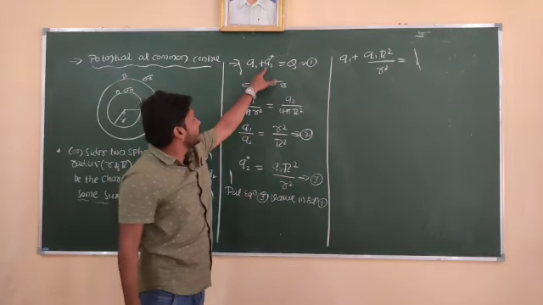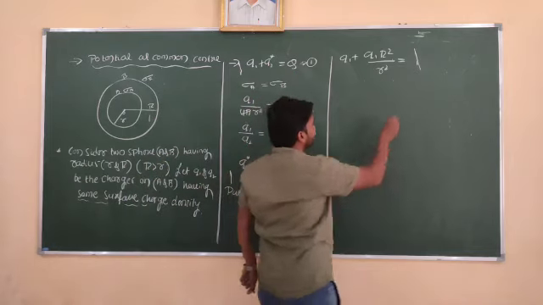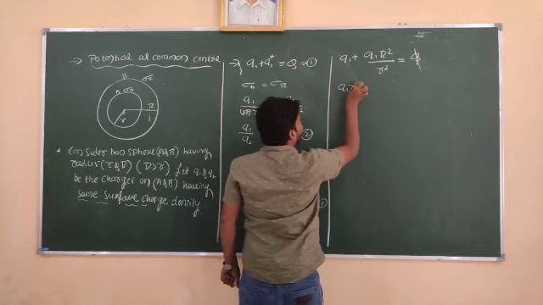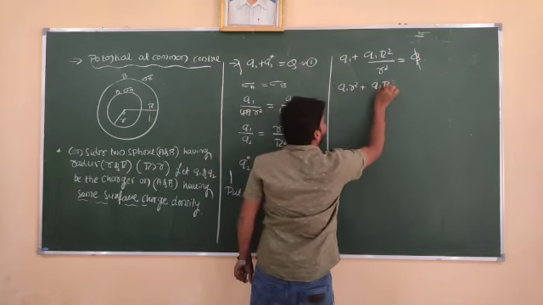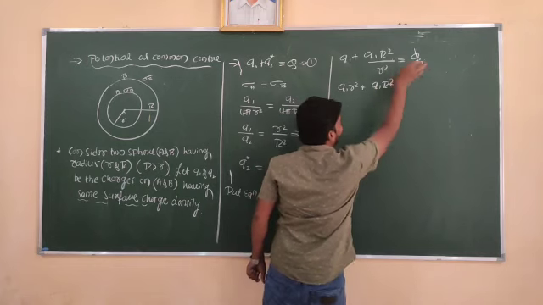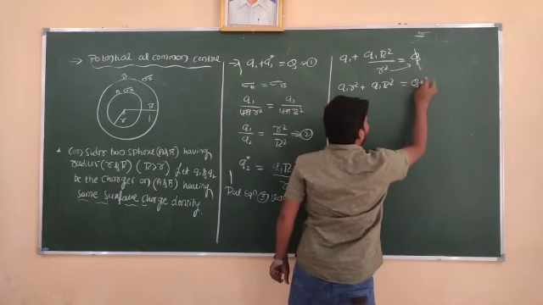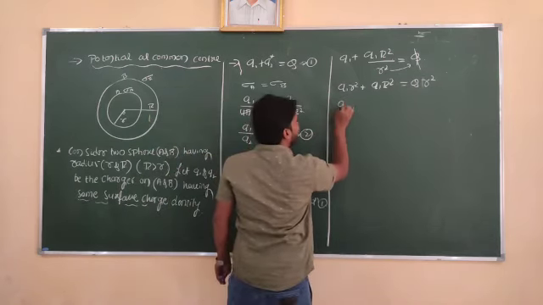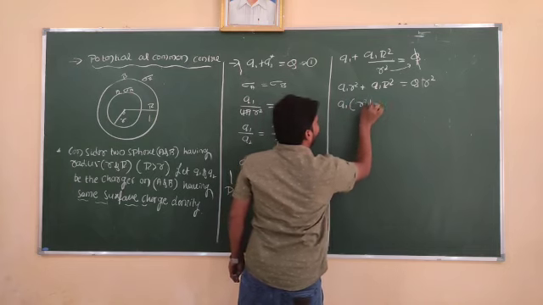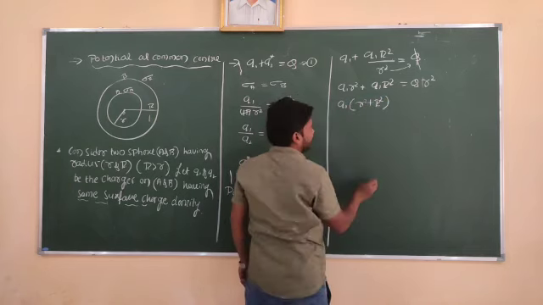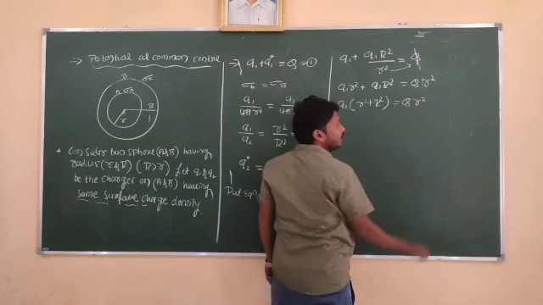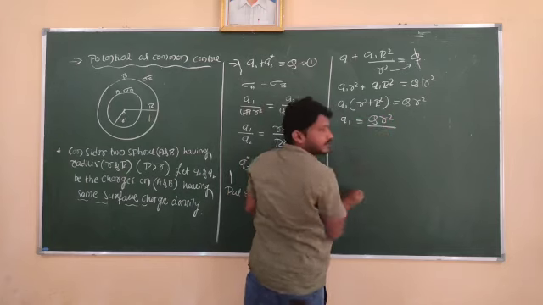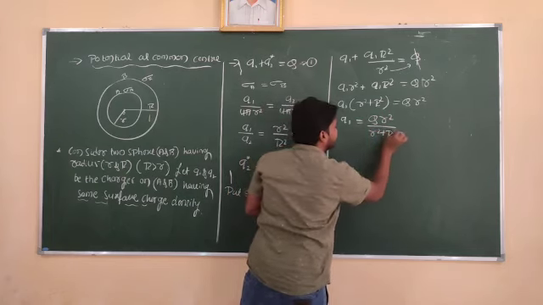It is equal to capital Q. So simplify this equation: Q1 into R1 square plus Q1 into R2 square, divided by R1 square, equals Q. If we take it to the right side, we get Q into R1 square. I will take Q1 as a common factor: R1 square plus R2 square, equal to Q into R1 square. So finally Q1 is equal to Q into R1 square divided by R1 square plus R2 square.